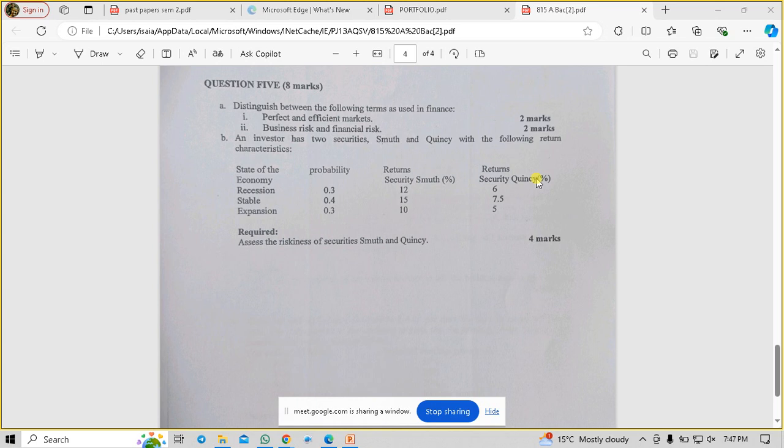So let me give you the conclusion. The lower the coefficient of variation, the less risky a security is. That means that you'll always choose between the two the one that has the lower coefficient of variation, because the lower the coefficient of variation, the less risky a security is.